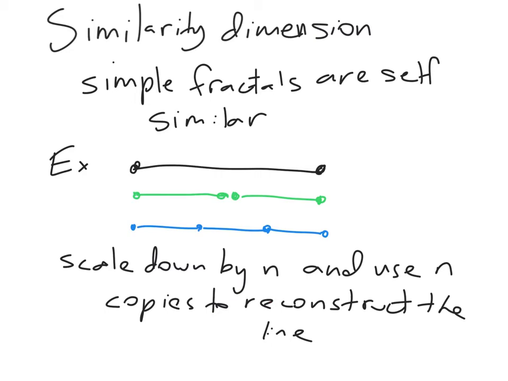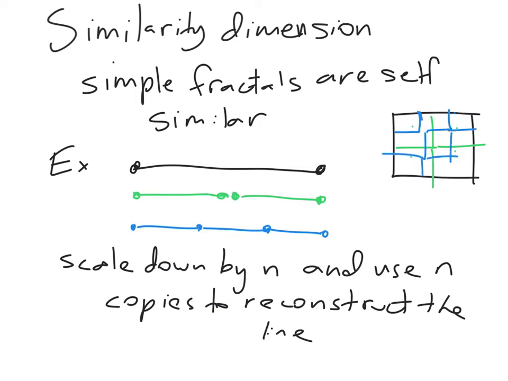Now, what if we were working with a square instead of a line? I'm going to scale it down by a factor of 2. How many copies do I need? It's no longer 2. I now need 4 copies. And then what if I scale it down by a factor of 3? I actually now need 9 copies.